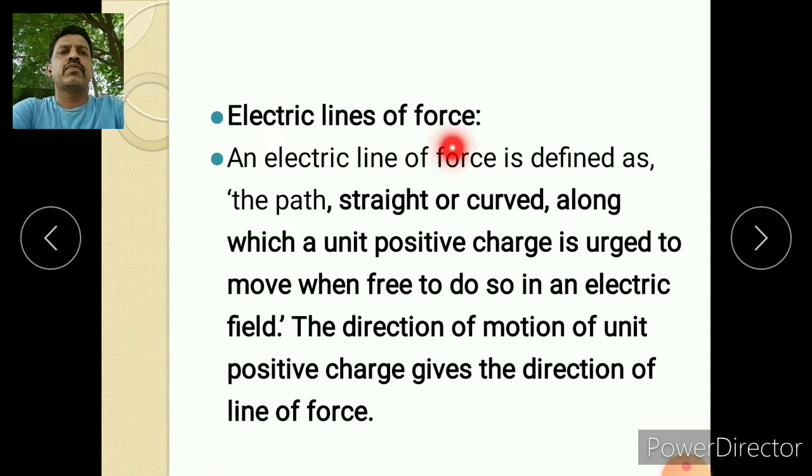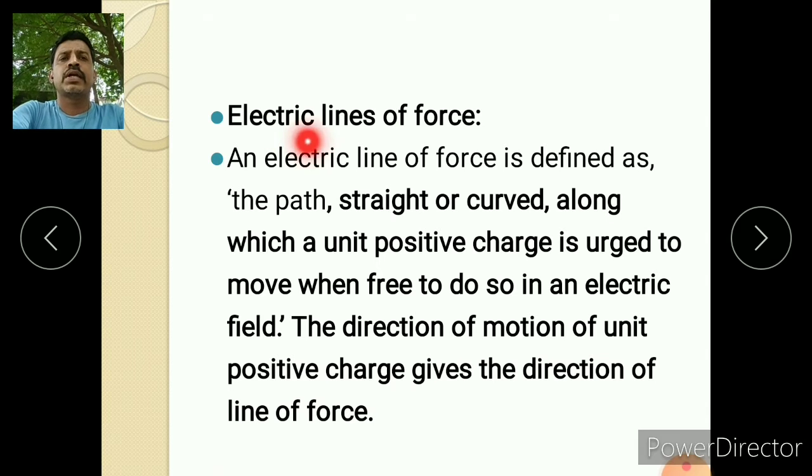Electric line of force. An electric line of force is defined as the path, straight or curved, along which a unit positive charge is apt to move when free to do so in an electric field. The direction of motion of the unit positive charge gives the direction of the line of force.